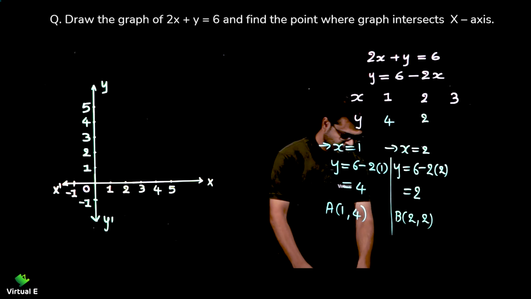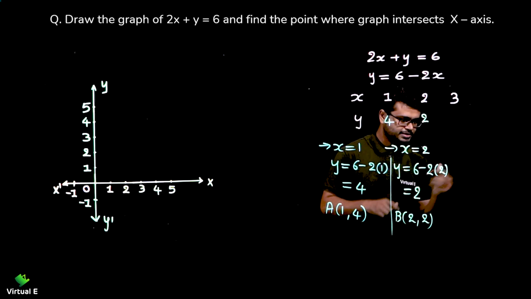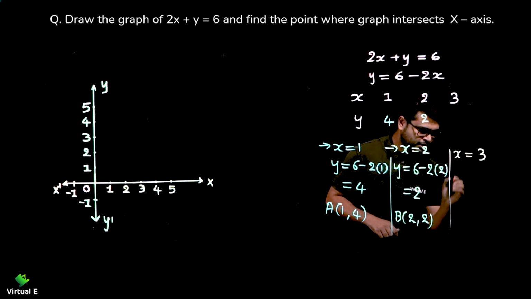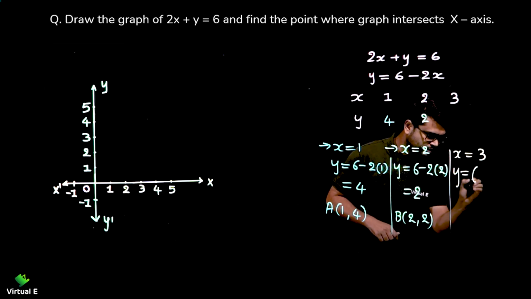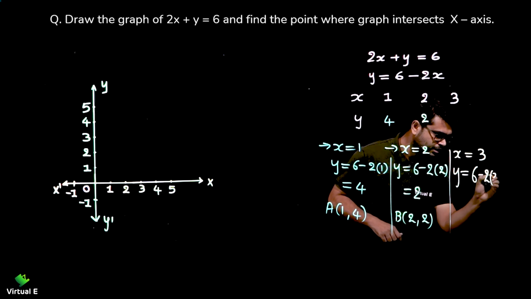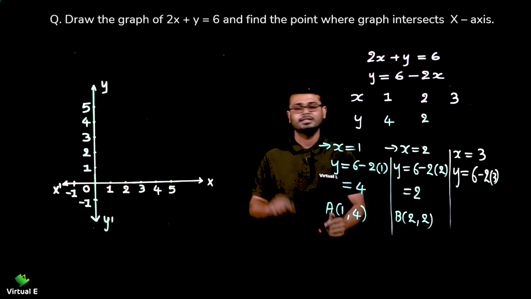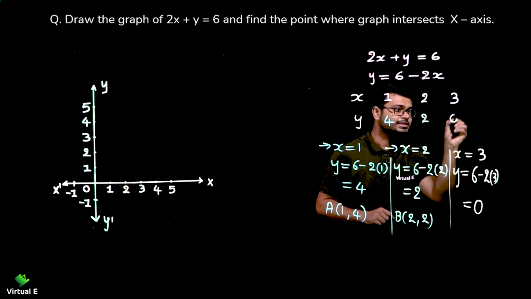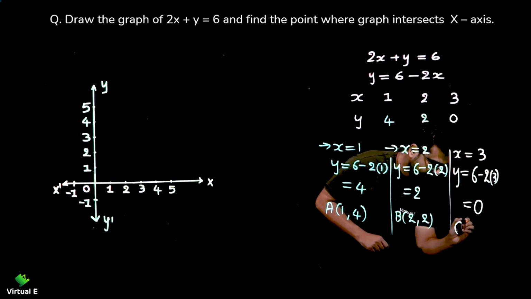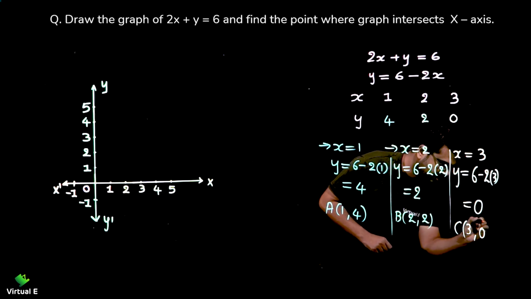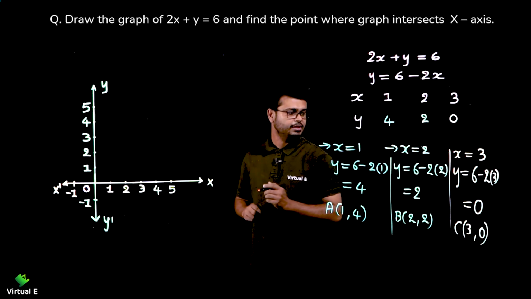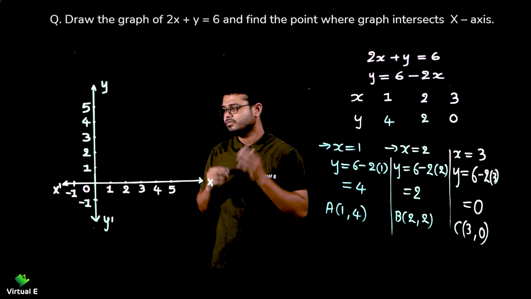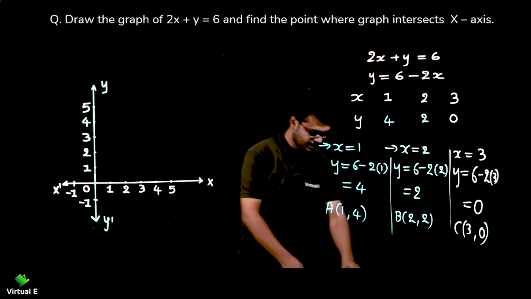And the last calculation, that is x is equal to 3. Here y is equal to 6 minus 2 into 3. Now 2 3s are 6. 6 minus 6 is 0. So that is 0. The third point is 3 comma 0. Simple. So this is how we find the three solutions. Now what we need to do, we need to plot them. So let's start with the plot.